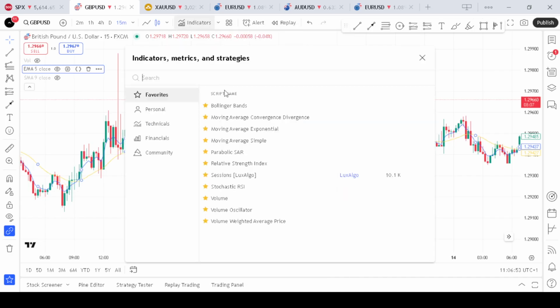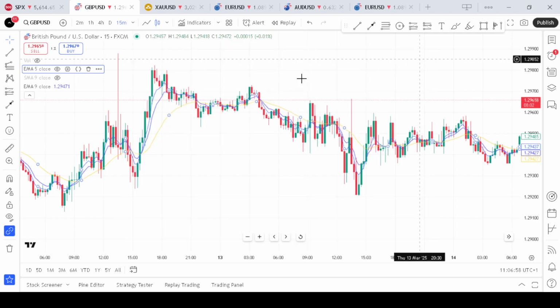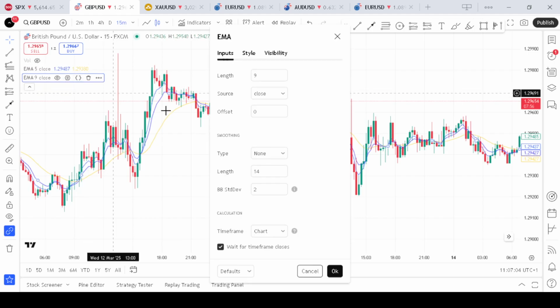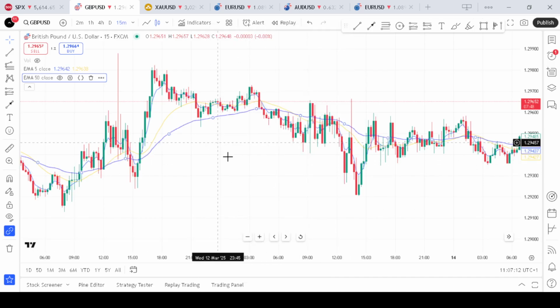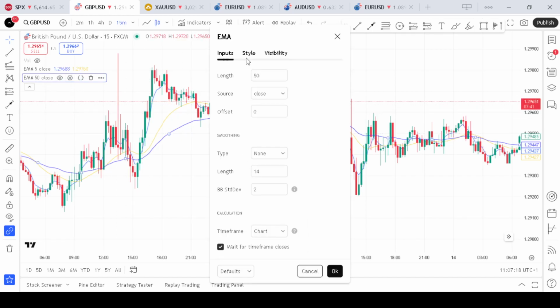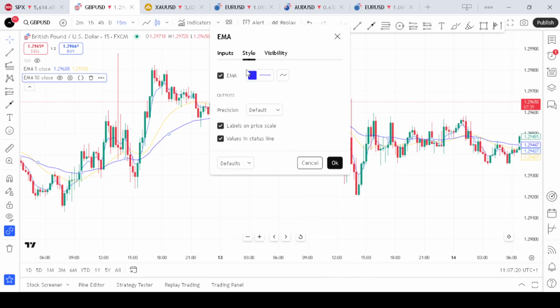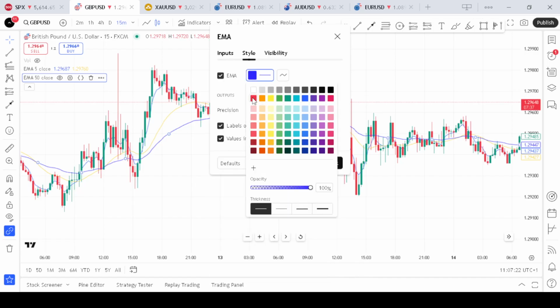We add one more EMA to our chart. We will put the slow moving EMA to 50 moving average. This will help us better understand what we are talking about, and we'll change the color of the 50 so that we don't contradict ourselves. We change the EMA to red.